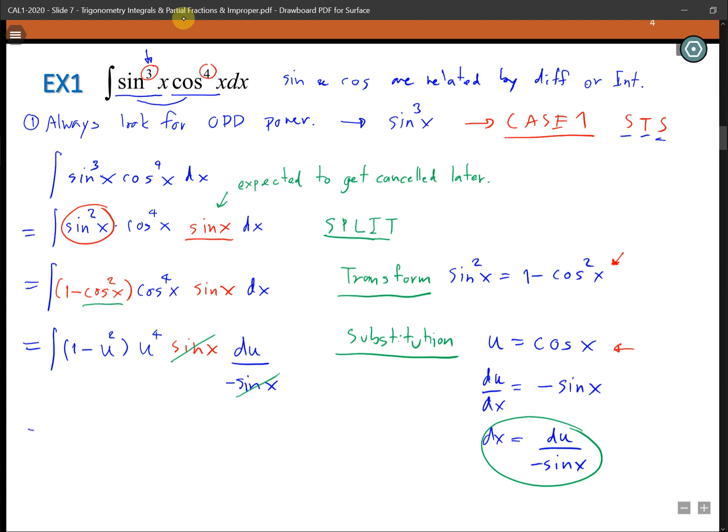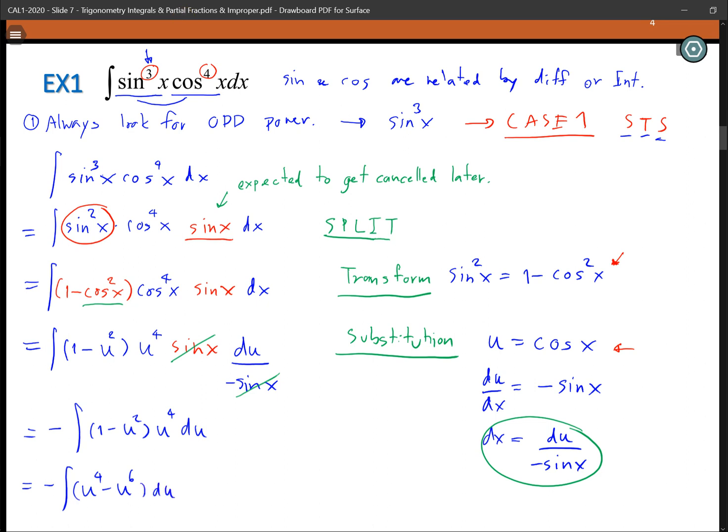So now all you need to do is to arrange things, and we have this: minus integration of 1 minus u squared, u to the power of 4 du. At this point it looks good because all the variable we have in this integral is just u, so we can just perform the integration directly. So the first thing we are going to do here is to distribute u to the power of 4 in. This becomes u to the power of 4 minus u to the power of 6 du.